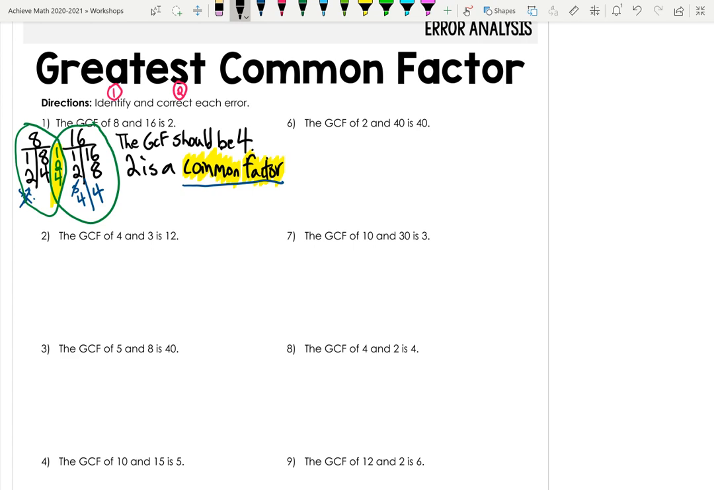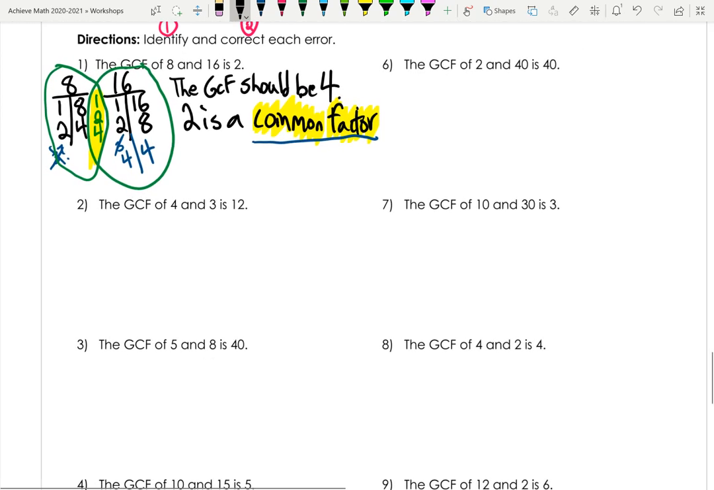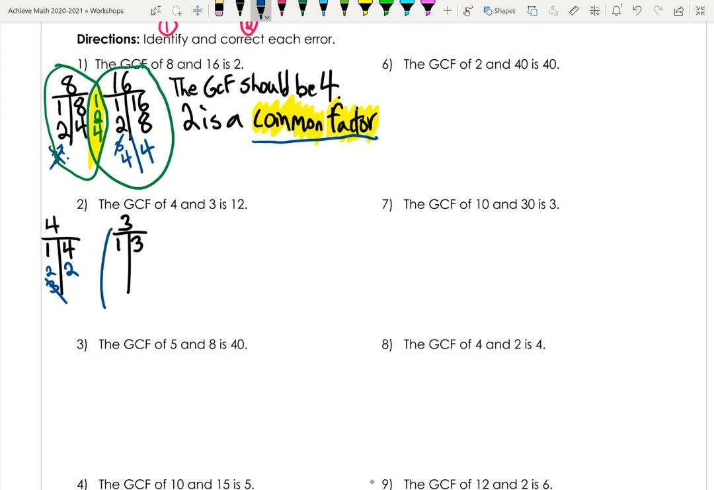Number 2, I see that the GCF of 4 and 3 is 12. So I'm going to go ahead and list the factors of 4 and 3: 1 and 4, 1 and 3. Notice how I always get started. For 4, I need to ask myself, does 2 work? Does 3 work? 2 times 2. 3 only has 1 and 3, making this guy prime.